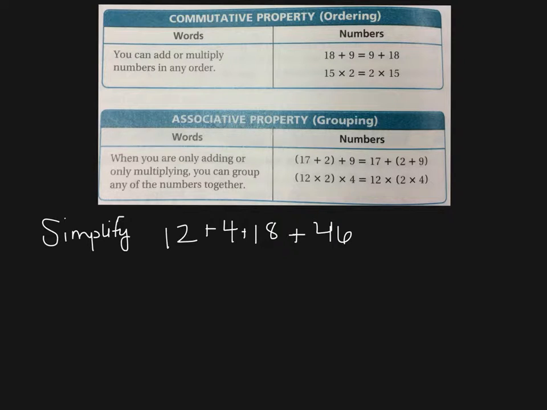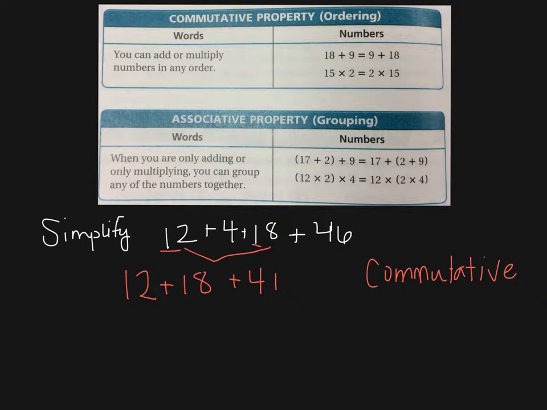Now, I noticed the 12 and the 18, so the 2 and the 8 make a 10. And then I could add on my 2 other 10s here, so I would get an answer of 30. So I'm going to use the commutative property to move my numbers around. So I'm going to put the 12 and the 18 next to each other, and then I'm going to do the 4 and the 46, and that actually works out because I noticed the 6 and the 4 are going to make a 10 as well.